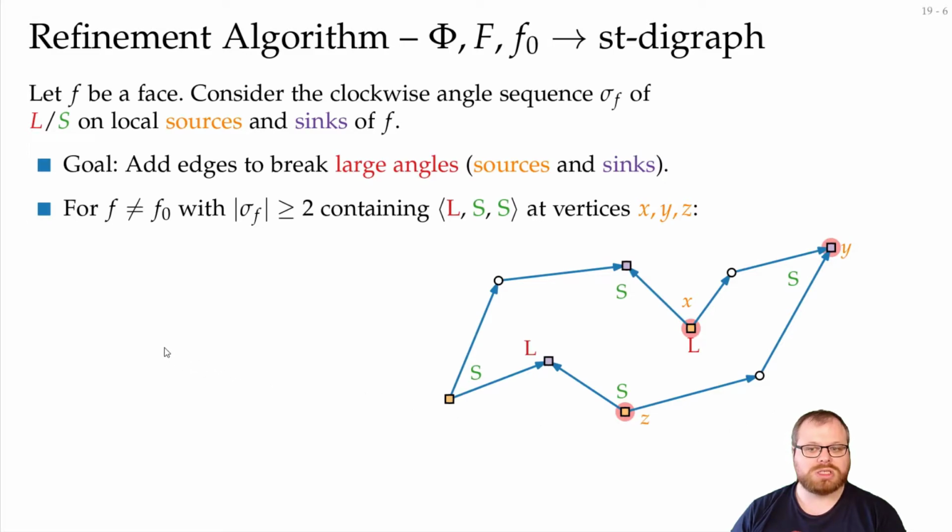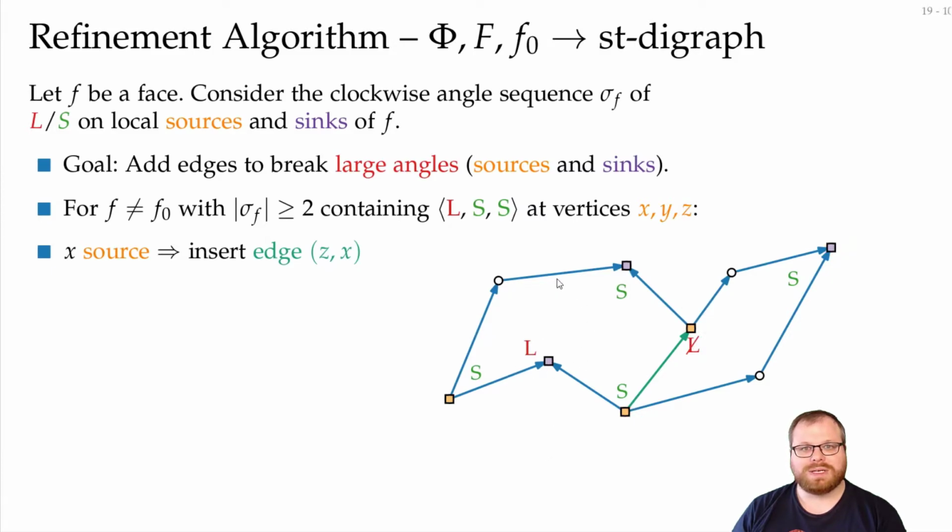We now want to add an edge. First assume that X is a source. We want to insert an edge from Z to X, like this. And now this large angle here is destroyed. It has neither a large nor a small angle, and it is not a global source anymore.